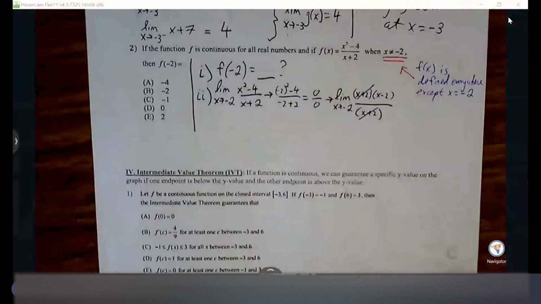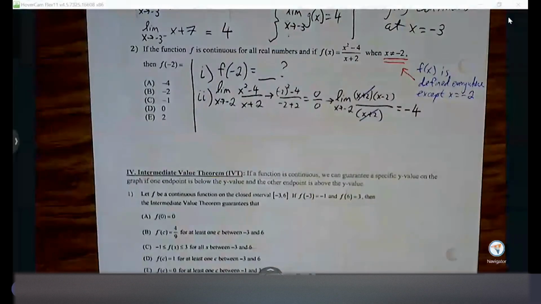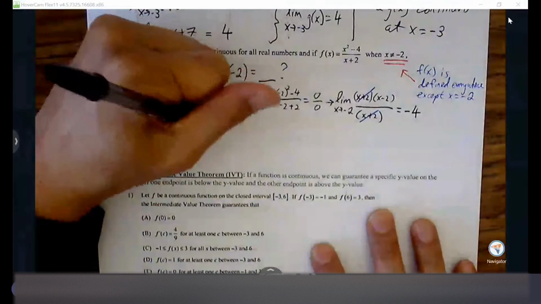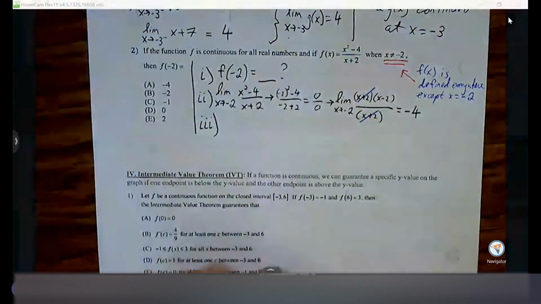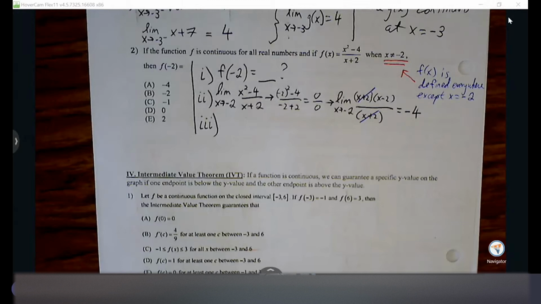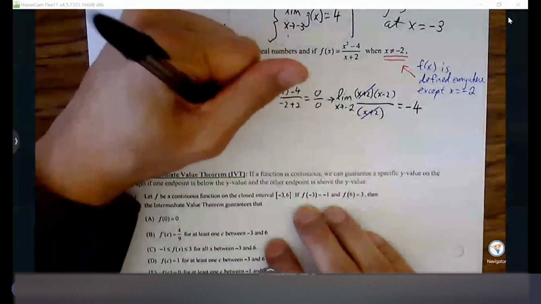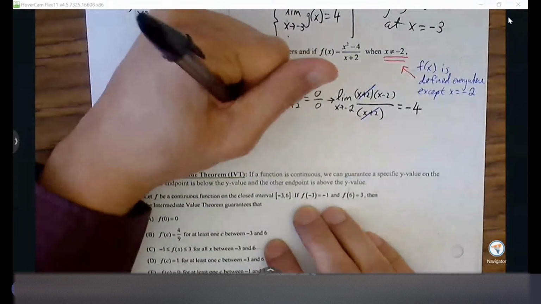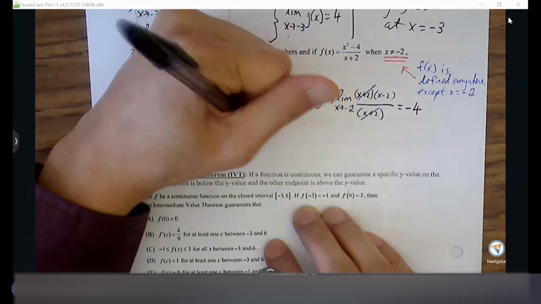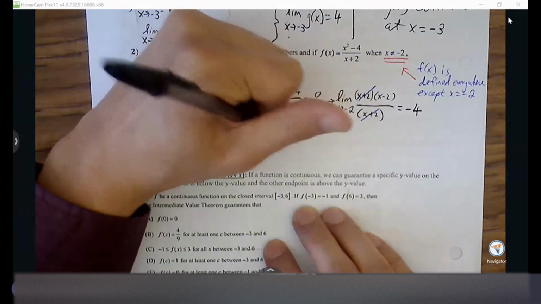The hole goes away, reevaluate, -2 minus 2 is -4. Okay, so the limit is -4. So in order for the third condition to pass, what needs to happen? They need to equal. Like the limit needs to equal. Yep. And so f of -2 must be equal to the limit as x approaches -2 of f of x.